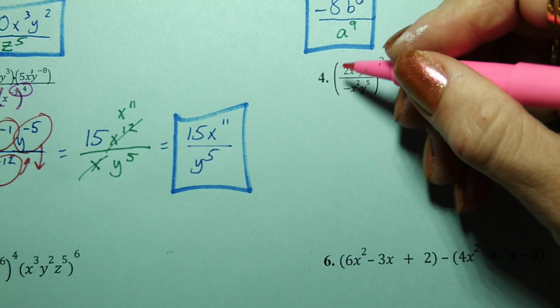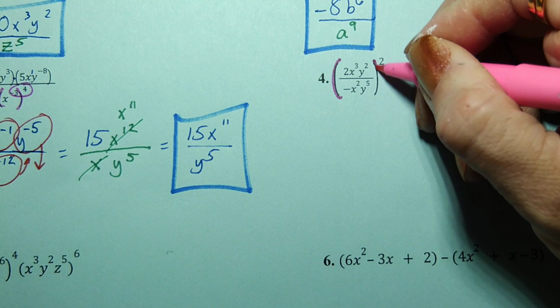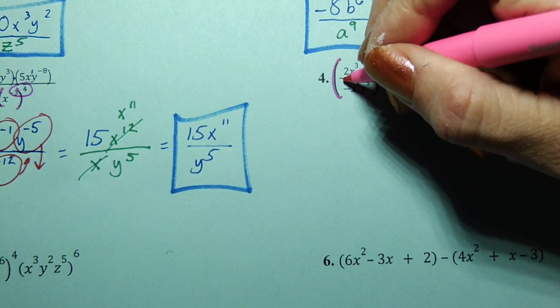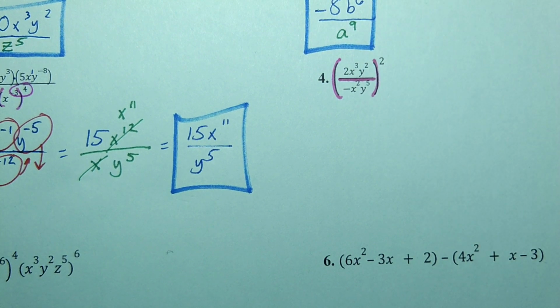I think. So there's 2 things going on in this problem. One, we are powering up, but we also have division inside the parentheses. Folks, from a PEMDAS standpoint, where should we start?